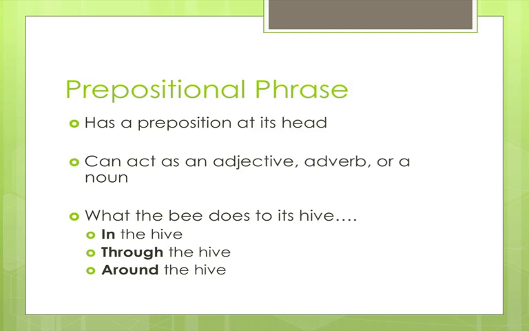So the first phrase we want you to know is what we call a prepositional phrase. And this is a group of words acting as a unit that has a preposition at its head. And the way you remember what a preposition is, think of what a bee can do to its hive. It can fly through it, around it, under it, over it, between them, among them. All of these words are prepositions.